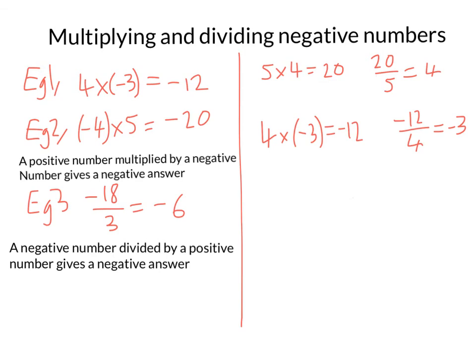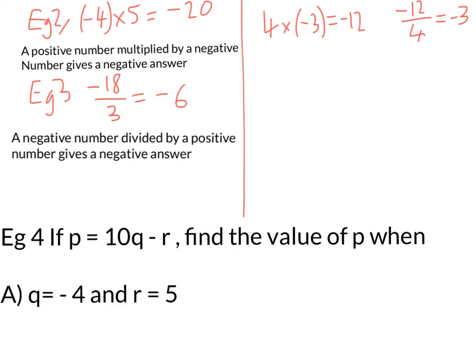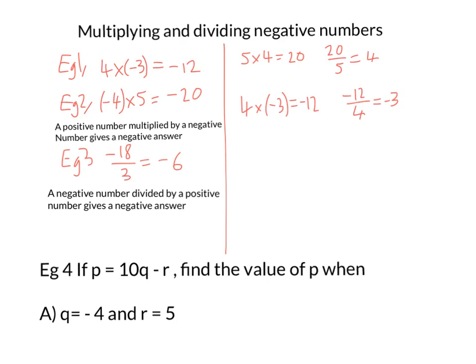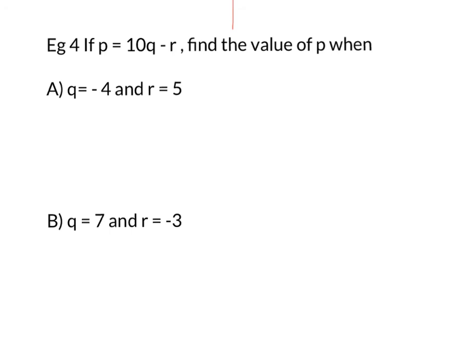I just want to finish off then by using those facts in an algebra question. So this is the last question we'll do. You should make sure you've got examples 1, 2 and 3 in your notes along with those two statements. And then also example 4, which we're going to go through now. Example 4: if P equals 10Q minus R, find the value of P when, and then part A gives you values for Q and R, and part B gives you different values of Q and R.